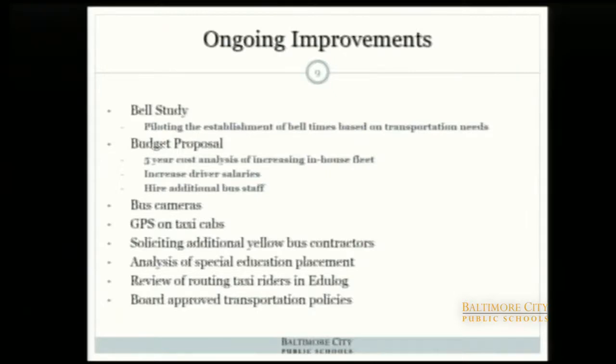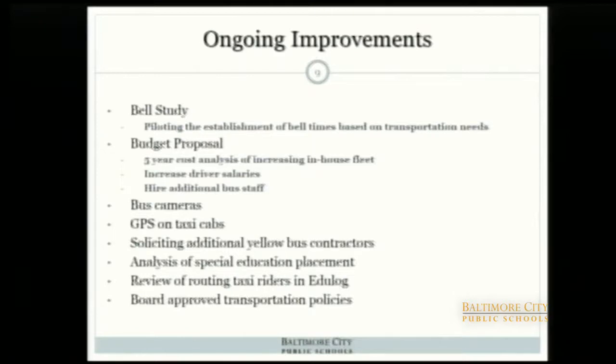This is a challenge, but something that has to be done, at least until we get our in-house fleet numbers to where we need them to be. And the analysis of special education placement, especially for our younger students who are living a long distance from where they attend school. Even though in some cases in a vehicle like a car, they can get to school from their home in about 20 to 25 minutes, when you put that student on a yellow bus going to other parts of the city, picking up other kids, that 25-minute drive can turn into an hour and a half easily.